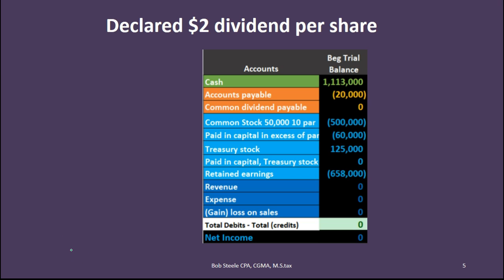Let's say we declared a dividend now. So we're going to say there's a $2 dividend per share. Dividends are like draws for a corporation, except that with a draw, the corporate owner, the sole proprietor, can draw anytime they want, or the draw is for a partnership. They can decide when to make the draw.